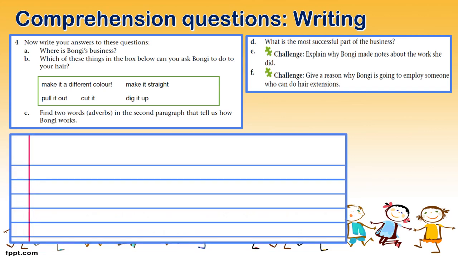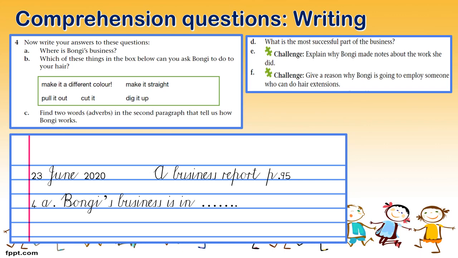Okay guys, quickly have a look how I want you to write in your books again. If you have forgotten, you're going to write the date on not the big line at the top, but the next one, 23 June 2020. Then you write the heading, A Business Report, page 95. You're going to skip one line. Then you can write 4A and a full stop. And when you start answering the question, you start with a full sentence. Bongi's business is in, and then you write the name of the place it's in. And then you can skip a line and then you do B. Skip a line between every one you do.